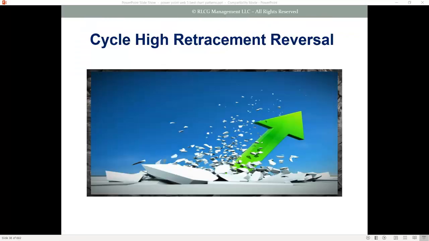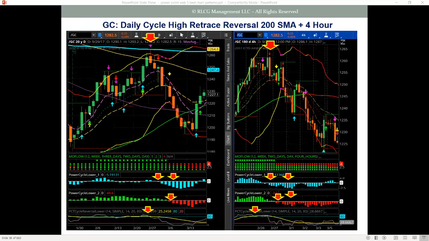Now the next one is a cycle high retracement reversal. And this is gold futures. So it came up and spiked up into, again, this blue line. Here's the 200-day moving average, so very, very strong overhead resistance, like a ceiling. It gets up here, retraces to that 200-day. And then you can see our momentum down below, how it goes negative on both the 4-hour and the daily. So that gives you your sense of direction for this. It's a retracement off that cycle high.